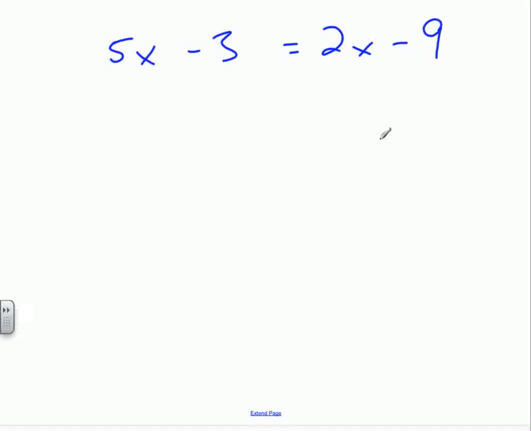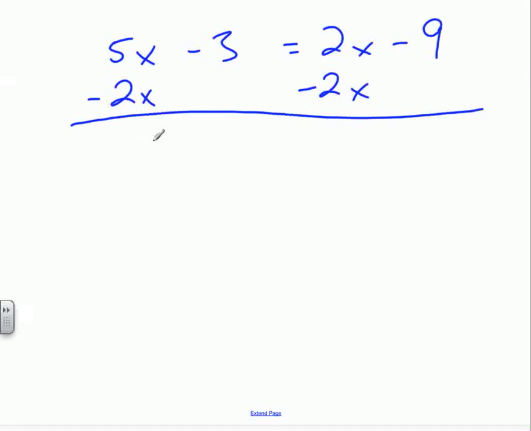Okay, so I gave you the advice before that you should take the smaller of the two numbers. So in that case, it's the 2x. 5x is bigger. So let's subtract 2x from both sides. Make my big line here. This leaves me with 3x minus 3 equals -9.